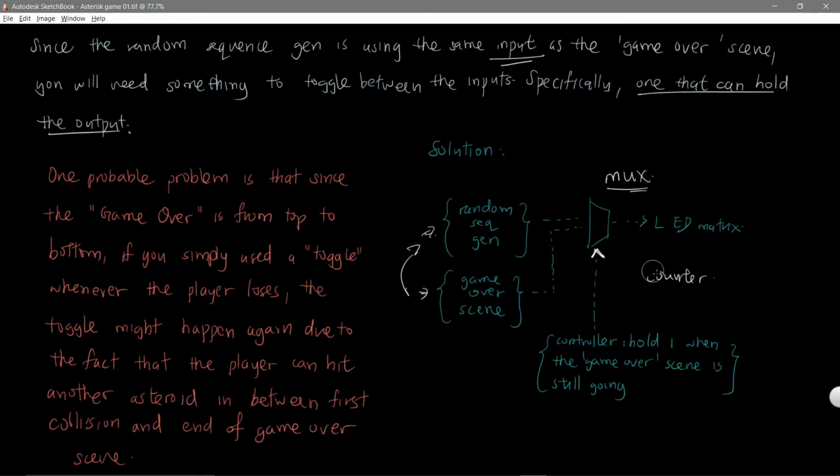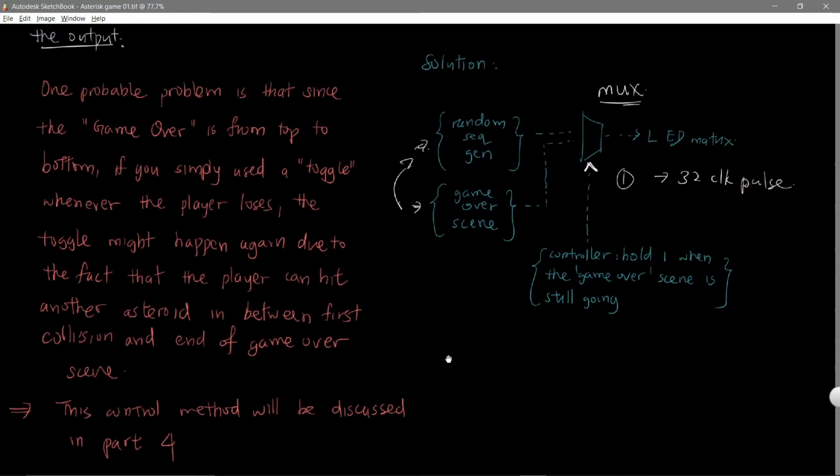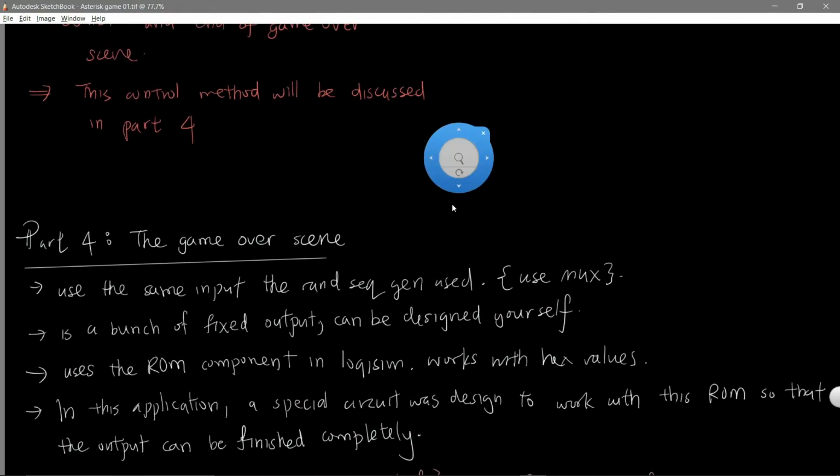So what we are trying to do is hold the signal here. Let's say signal 1 is going to the game over scene. We are going to try to hold it for a few clock pulses. Let's say 32 clock pulses. So that requires a specialized circuitry, and that circuitry is a bit complicated. And when I look back, I have no idea how I thought that up. Right, we'll discuss that later in part 4.